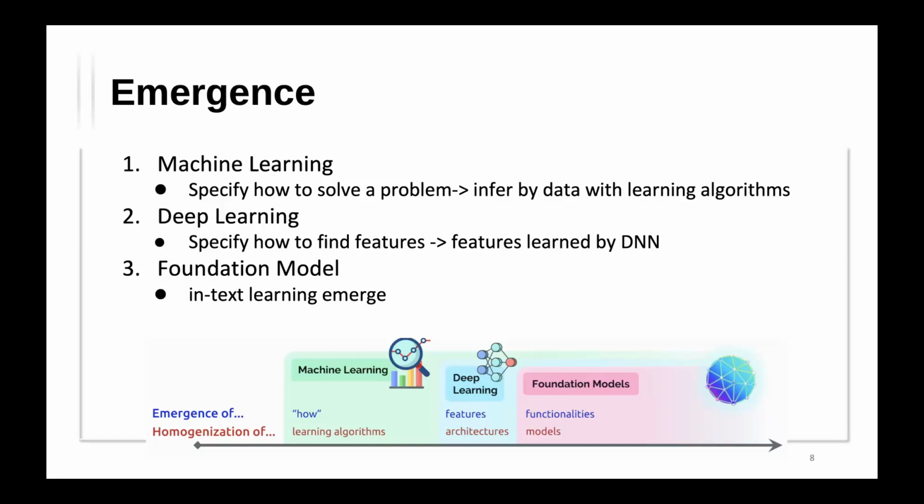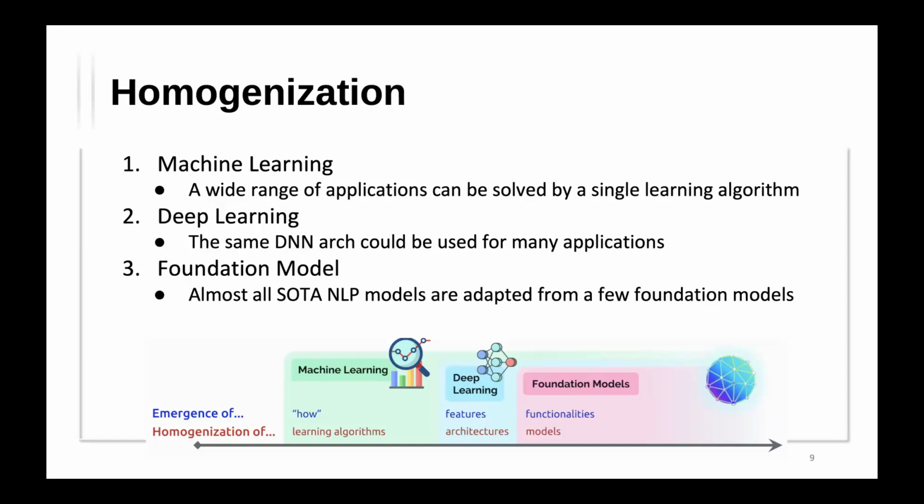But for the rest of the presentation, you also need to remember that the foundation model can deal with different sources of inputs. Anyway, and then the homogenization means, from my understanding, the unification of some algorithms. For example, in machine learning, a wide range of applications can be solved via single learning algorithms.